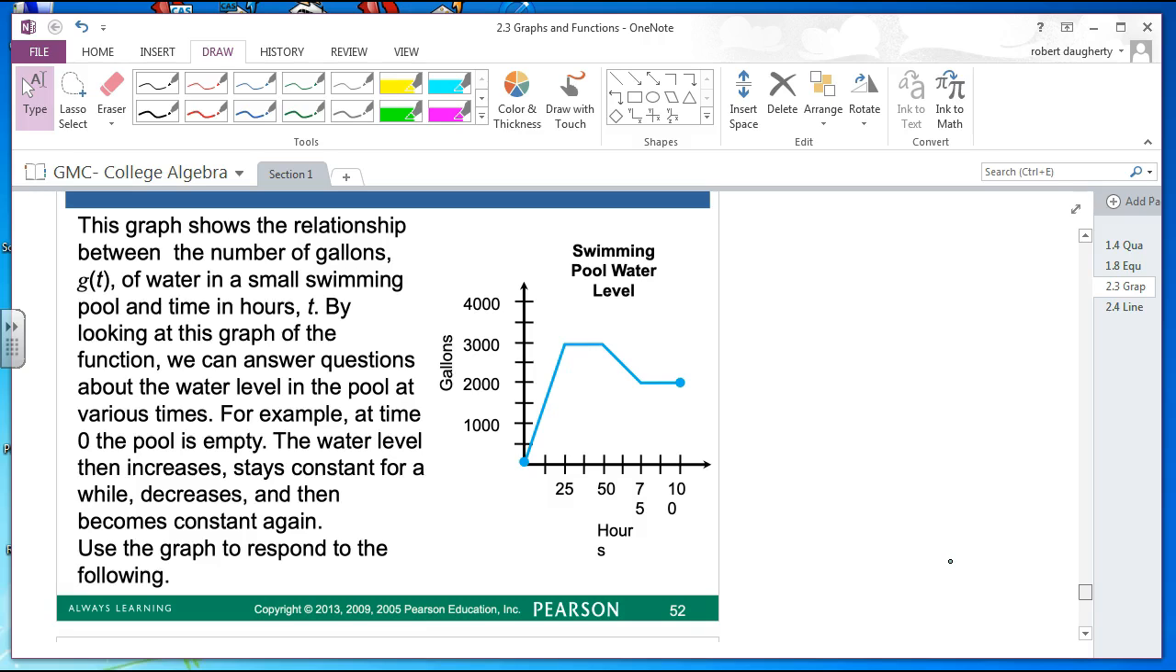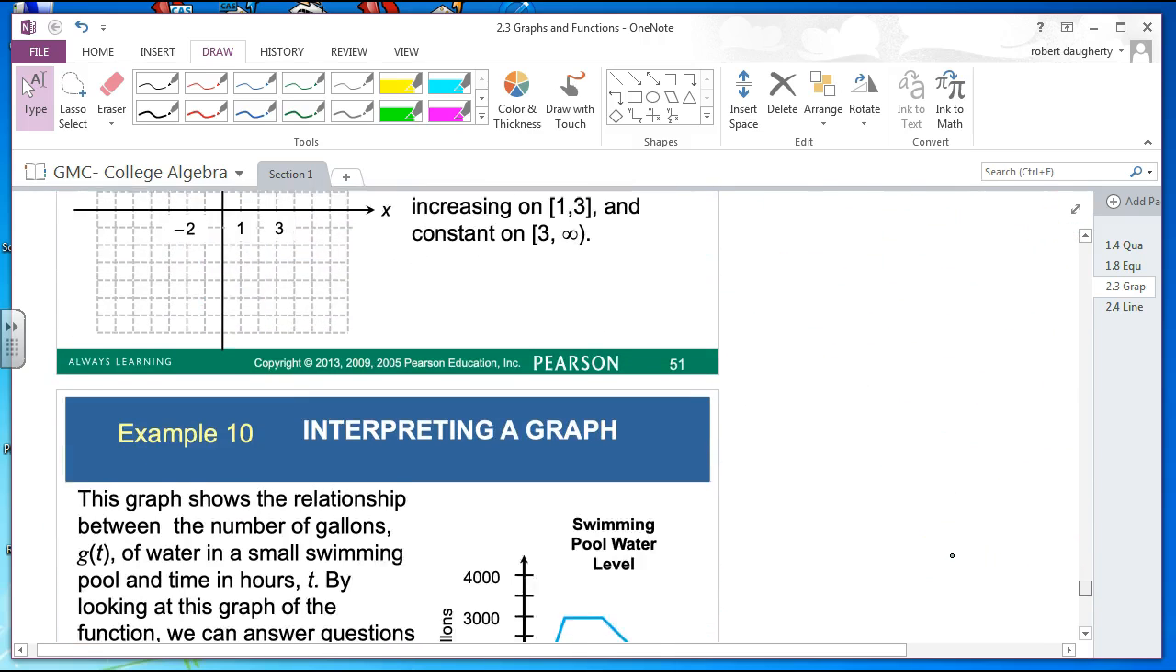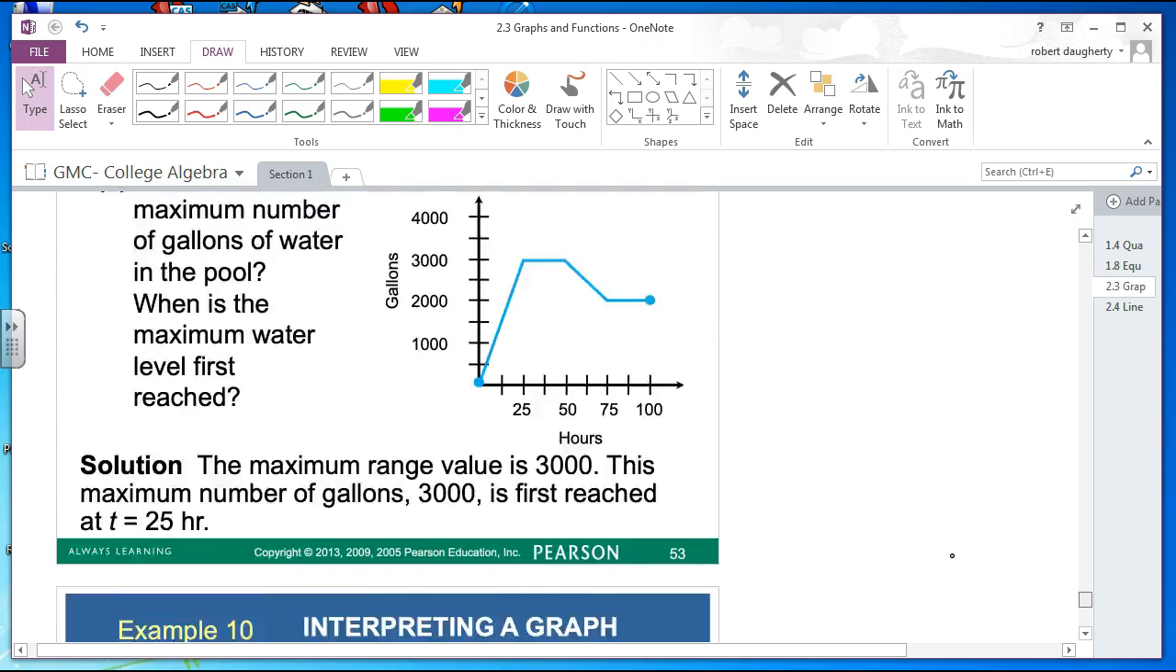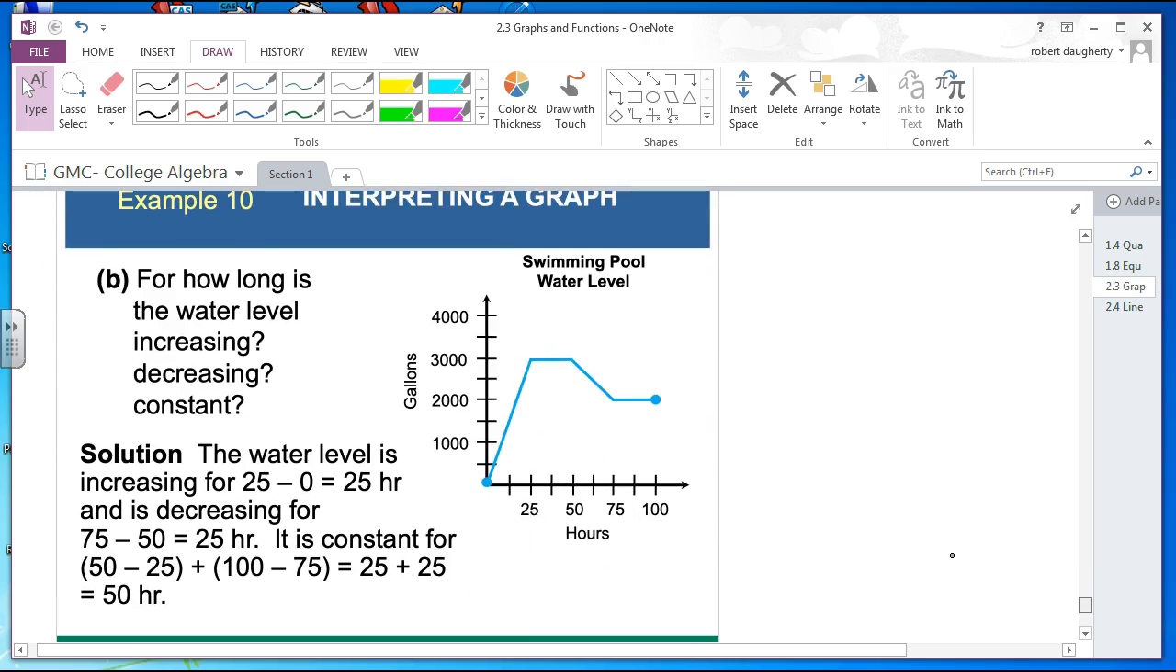So what does this represent? It looks like you had an empty pool, you filled it up to 3,000. It stayed there for maybe roughly a day. And then it looks like you drained the level down to 2,000 and then it stayed there. So here's a function, and you can see it's increasing when I first start, then it is constant, and then it decreases, and then it's constant. So that's just a way of looking at something graphically and telling if it's increasing or decreasing.